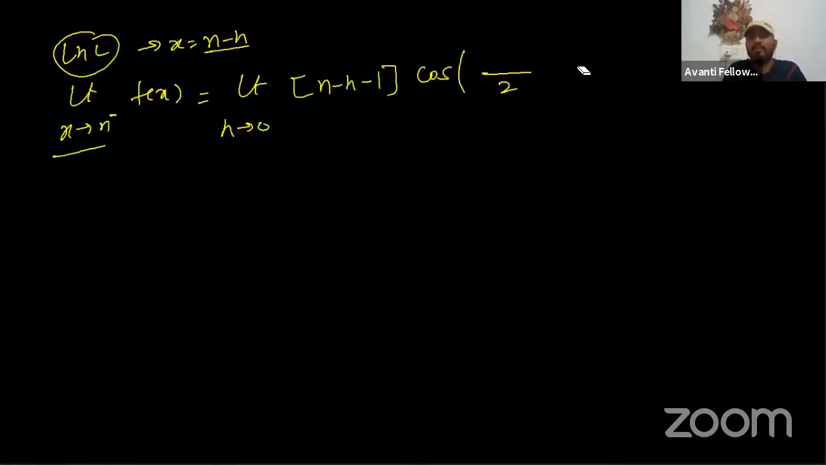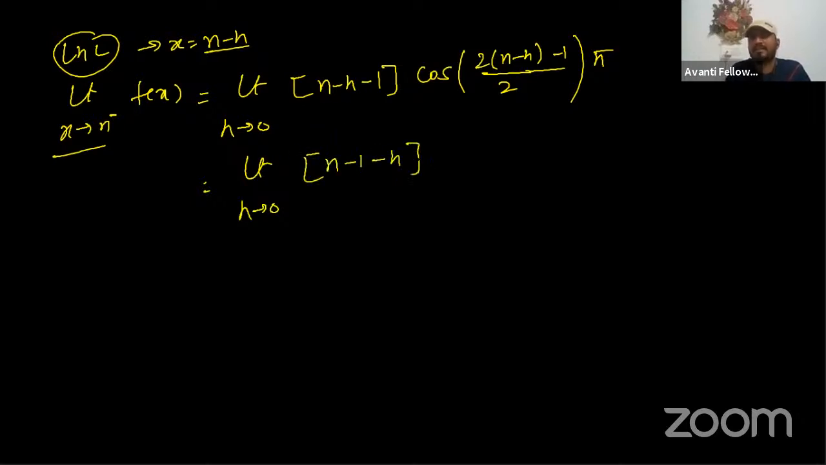Here we have, now 2x will be replaced by n minus h minus 1, and here we have pi. Now let's simplify this one. Limit h tending to 0, guys, I'm just rearranging n minus 1 minus h. So this will become cos. Now if I multiply 2 inside, this will become 2n minus 2h minus 1 divided by 2 pi.